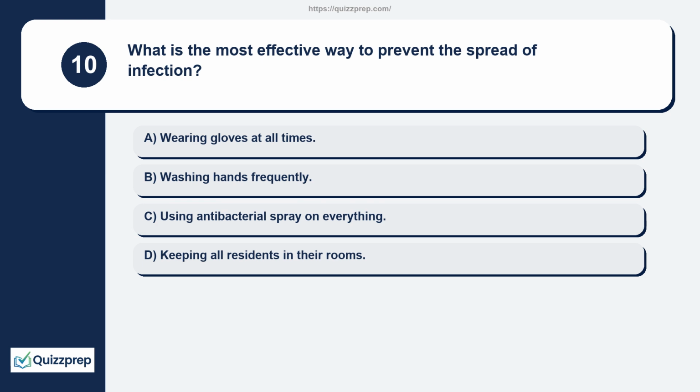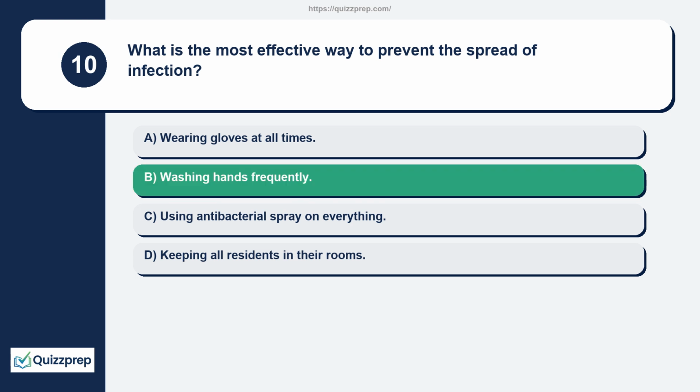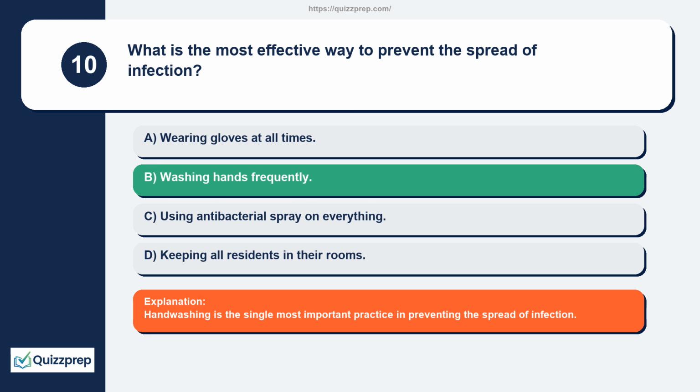Question 10. What is the most effective way to prevent the spread of infection? Wearing gloves at all times. Washing hands frequently. Using antibacterial spray on everything. Keeping all residents in their rooms. Hand washing is the single most important practice in preventing the spread of infection.